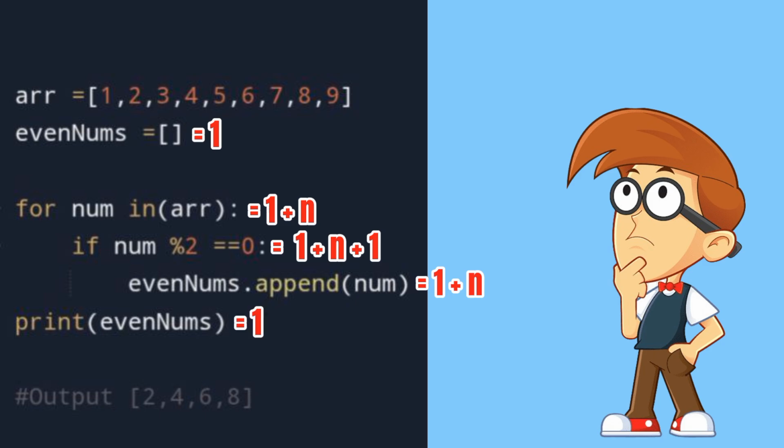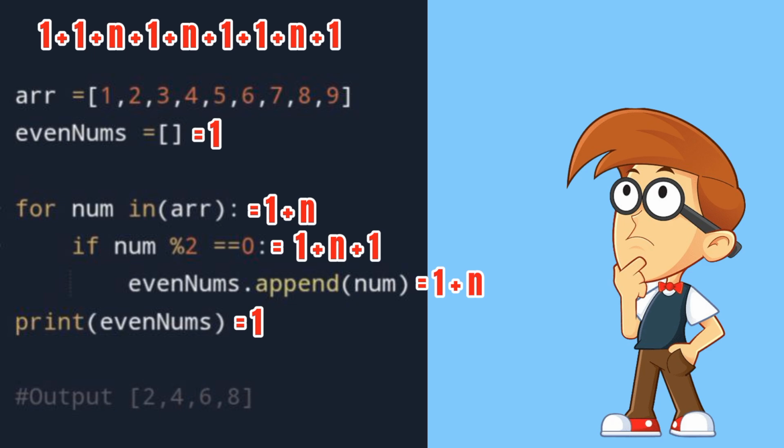Then add up the big O of each operation with the time complexity of 1 plus 1 plus n plus 1 plus n plus 1 plus 1 plus n plus 1, with the result of the order of growth of 3n plus 6 equals the big O notation of n.